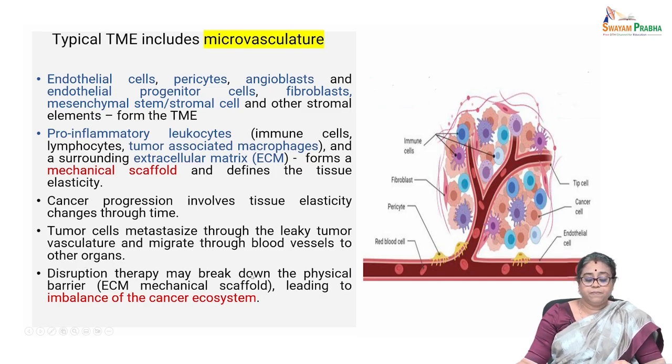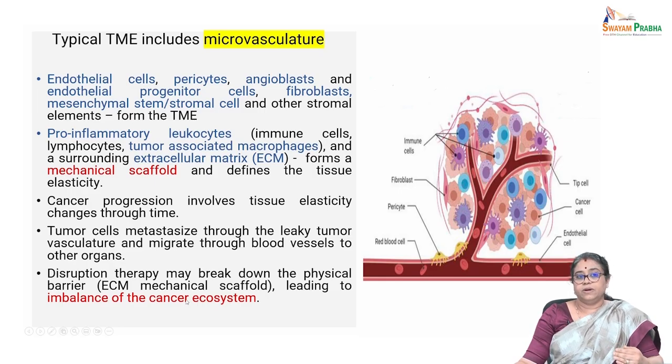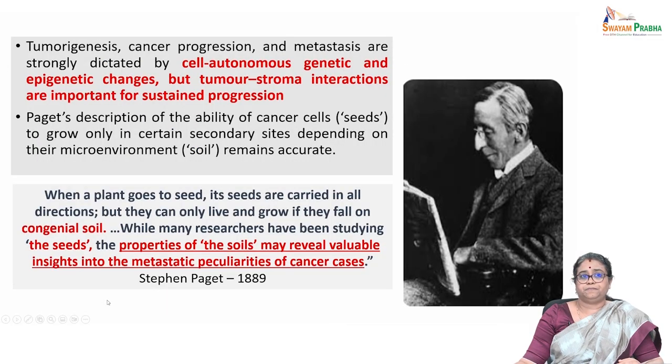Disruption therapy may break down the physical barrier, that is the extracellular matrix mechanical scaffold, leading to imbalance of the cancer ecosystem. So whenever we treat a cancer cell through any kind of modulation, either chemotherapy or radiation, what exactly happens is this is going to cause an imbalance in the cancer ecosystem.